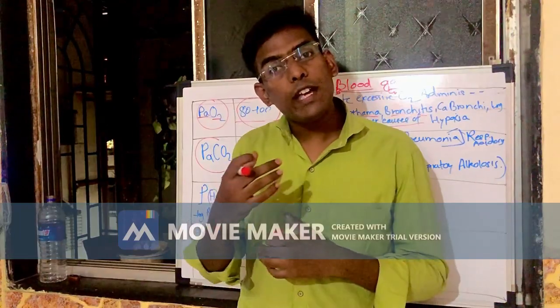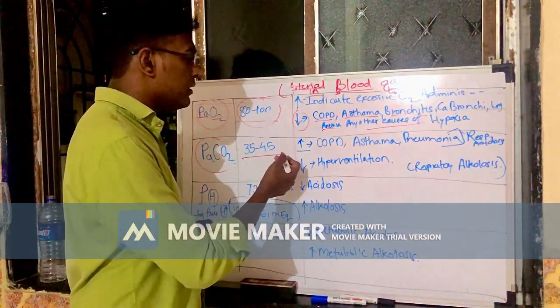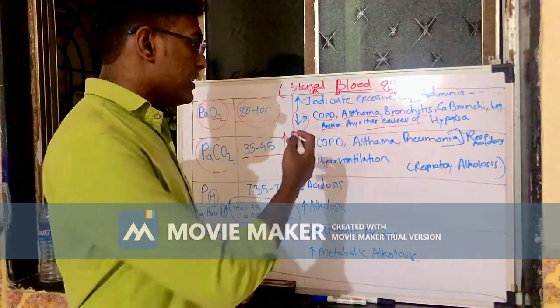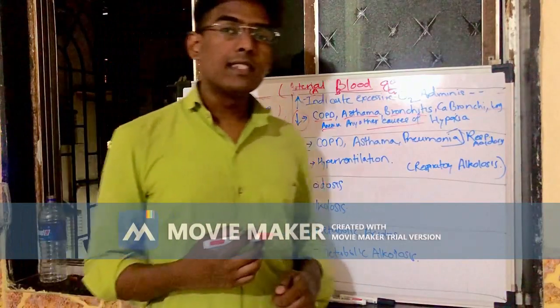But if your airway is narrowed, if your airway is congested, what will occur? The air will not come out properly. What does it mean? Your CO2 will not come out easily. And where will it be retained? It will be retained in the blood, and it will be seen in the arterial blood that your PaCO2 is increasing. So if it is increasing, what does it mean? COPD or asthma.